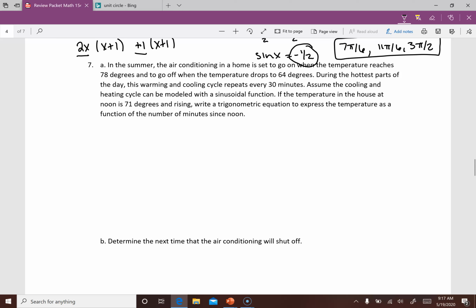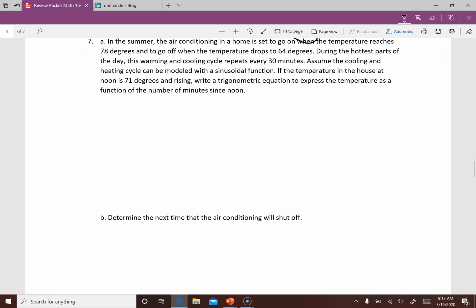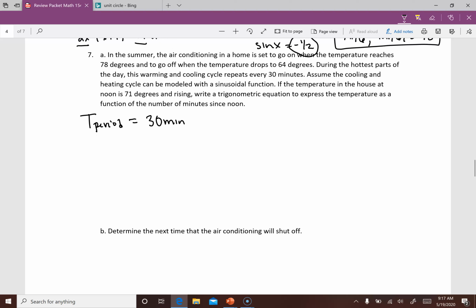Assuming the cooling and heating cycle can be modeled with a sinusoidal function, if the temperature in the house at noon is 71 and rising, write a trig equation to express the temperature as a function of the number of minutes since noon. Well, we have to find the period. So the period, temperature period, is going to be equal to, it says 30 minutes, right? It says that right here.